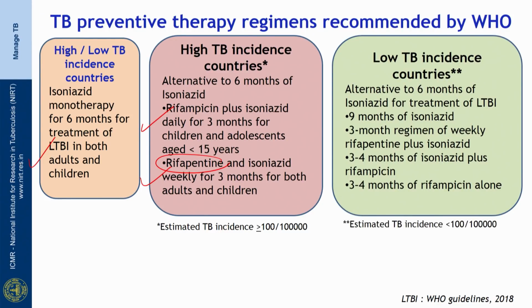In low TB incidence countries, that is where the estimated TB incidence is less than 100 per lakh population, alternatively to the 6 months of Isoniazid, WHO recommends 9 months of Isoniazid daily, or a 3-month regimen of weekly rifampicin plus Isoniazid, 3 to 4 months of Isoniazid plus rifampicin, or 3 to 4 months of rifampicin alone. So, these are the regimens which are recommended as alternatives to the 6 months Isoniazid daily treatment.